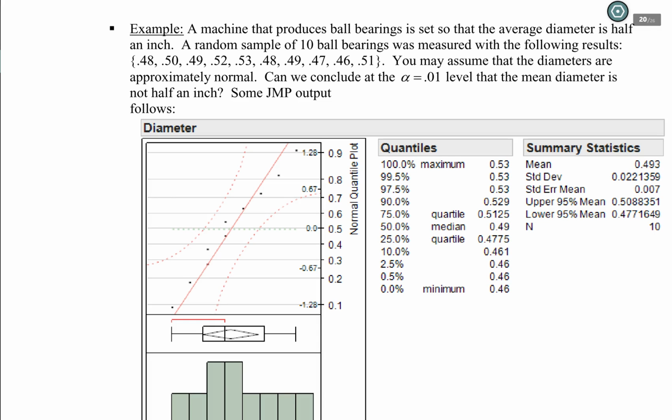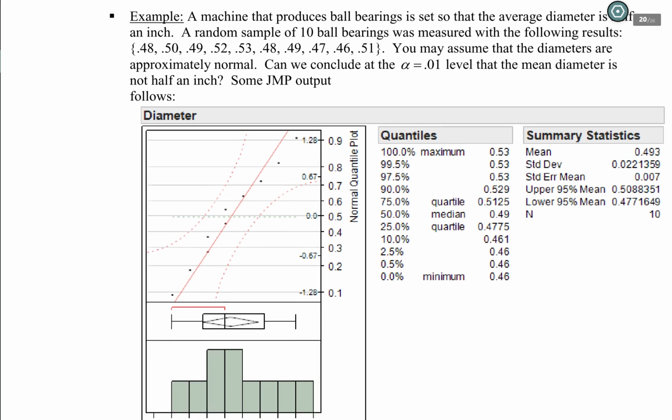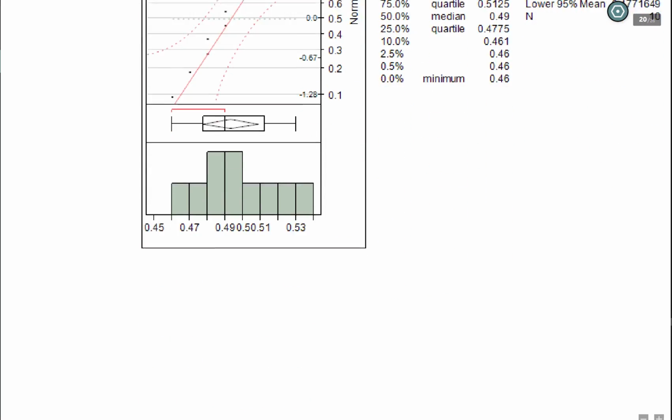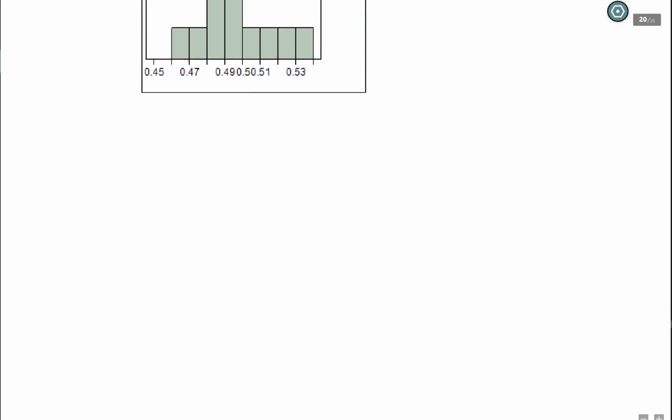And so here's this machine. We want to test, is the average diameter of a ball bearing equal to 1/2 inch, or really not equal to 1/2 inch? That's what we're after here. This is the claim that we want to test. And so, thinking of this as a hypothesis test, I'm going to go through the steps here. I'm going to define the parameter of interest.